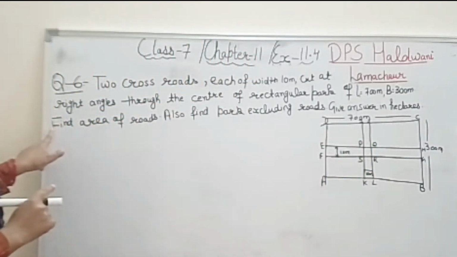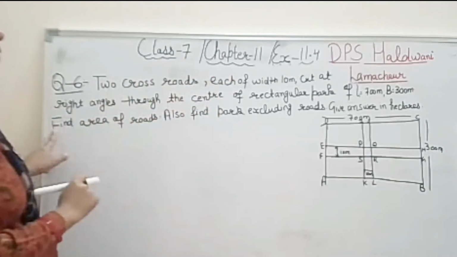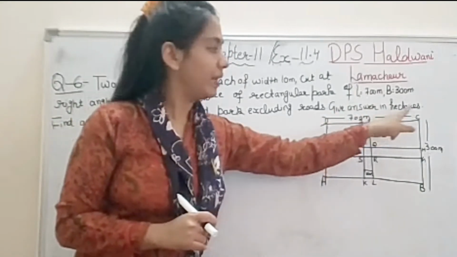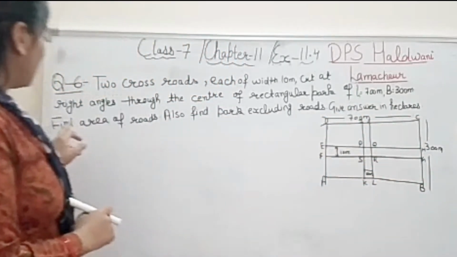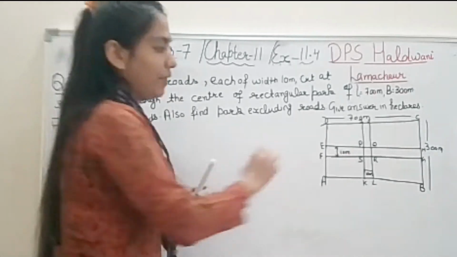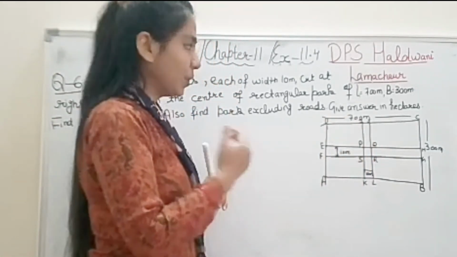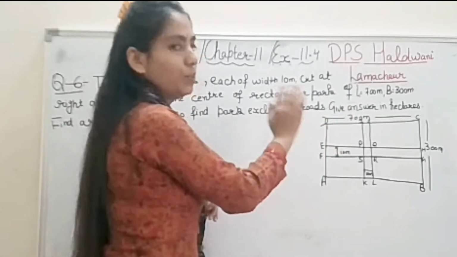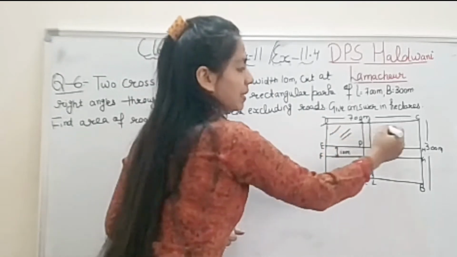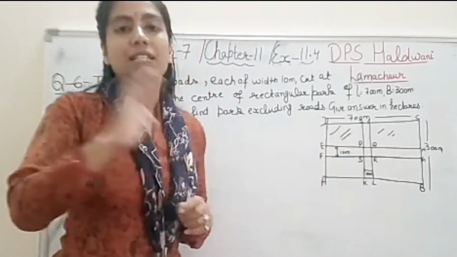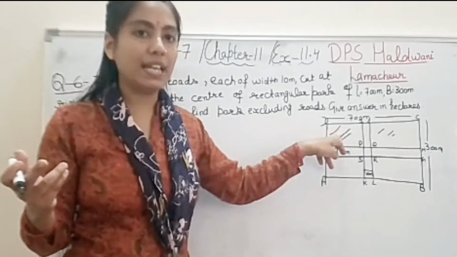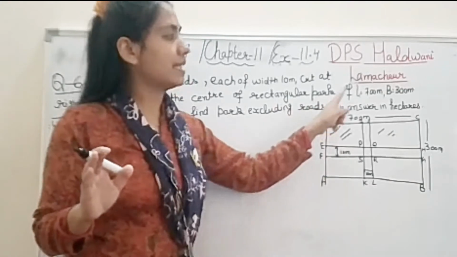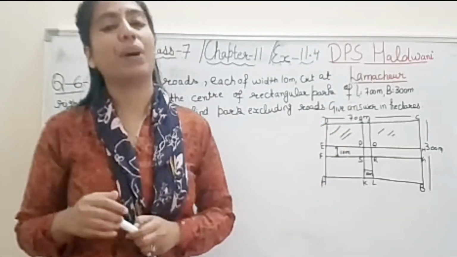If the length and breadth of the rectangular park are given to you, the length is given as 700 and the breadth is given. What is the question? Find the area of the road. You have to find the area of the road. And second, find the area of the park excluding the road, meaning this area only, in which the road area will be excluded. Simply, whenever you find this area, you will subtract this minus this. This we know. Next is to give the answer in hectares, like in question number 1 we have done.